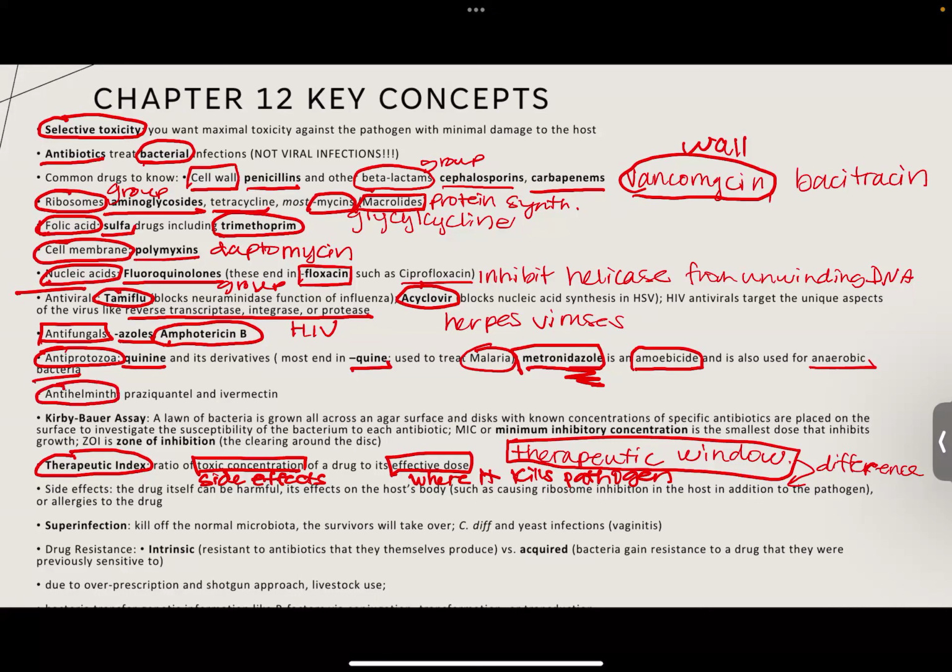Antihelminthics: this will be praziquantel, ivermectin, and pyrantel. These are the three that we would need to know. They're commonly used in people, but ivermectin is more commonly used in veterinary situations. So heartworms and things like that are treated with ivermectin. It can be very dangerous.